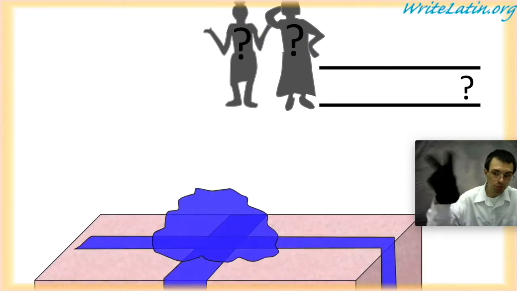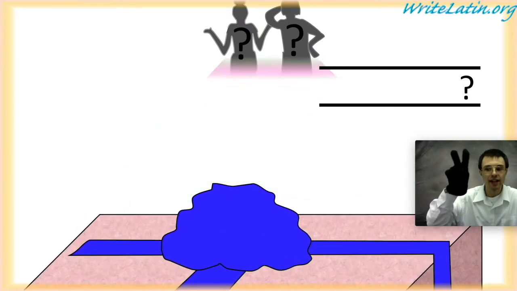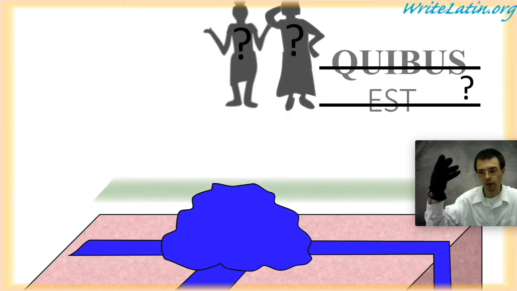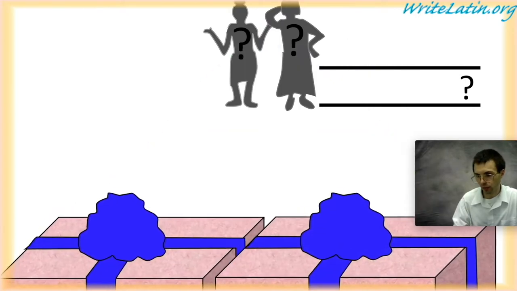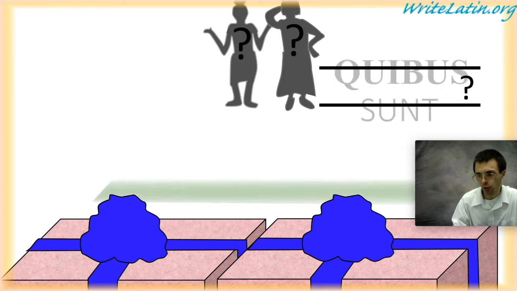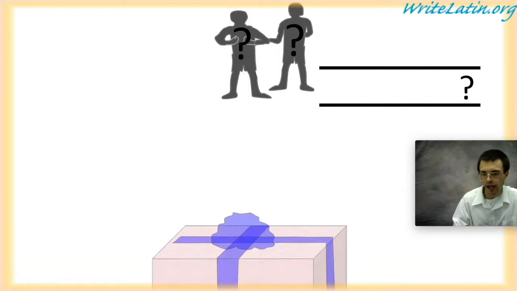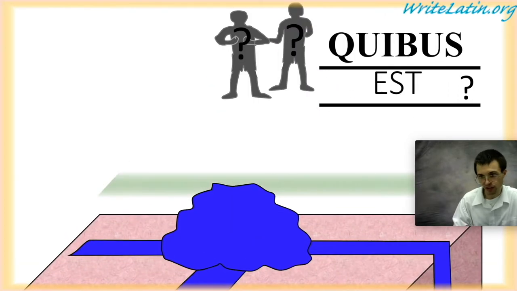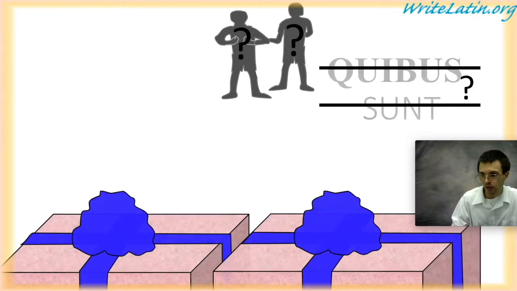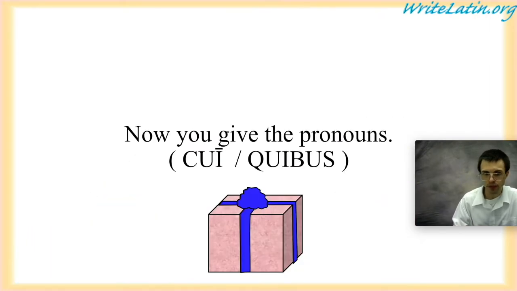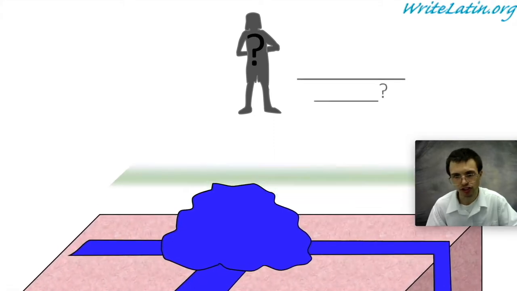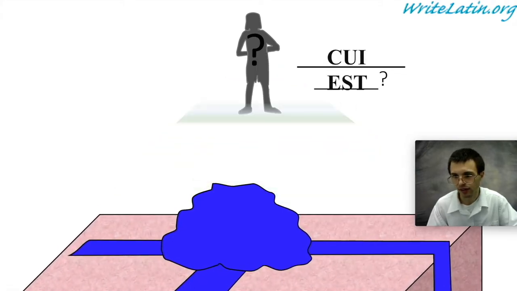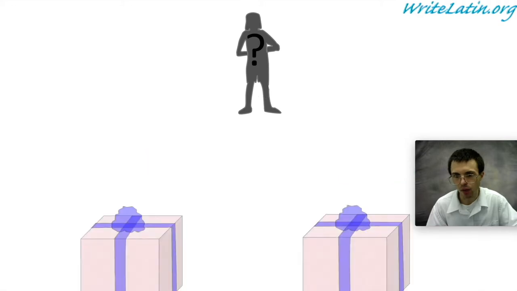However, if we have plural recipients, now we're going to use the other form, quibus, right? And of course, if it's plural, we'll change it to sunt, to whom are they? And it doesn't matter what gender they are, still quibus. Quibus sunt. Very simple. Now you give everything. All right, so what is this? Just say it as fast as you can. Yeah. What about this?